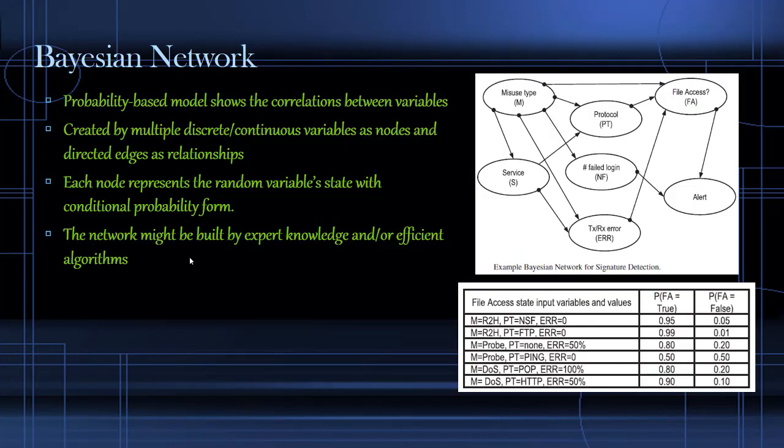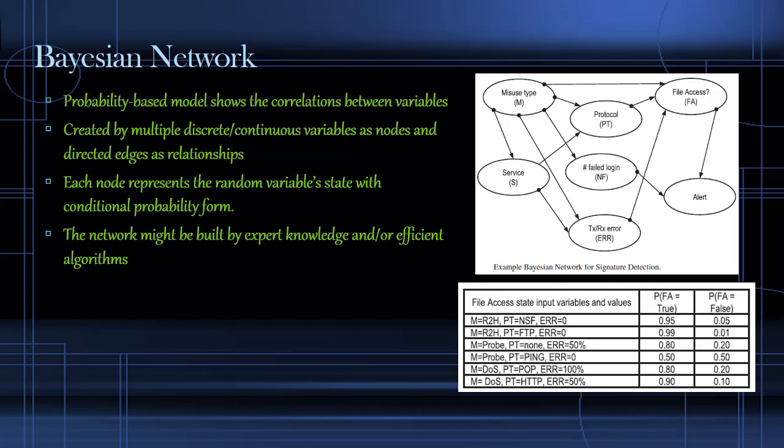A Bayesian network is a probabilistic graphical model that represents the variables and the relationships between them. The network is constructed with nodes as the discrete or continuous random variables, and directed edges as the relationships between them, establishing a directed acyclic graph. The child nodes are dependent on their parents.